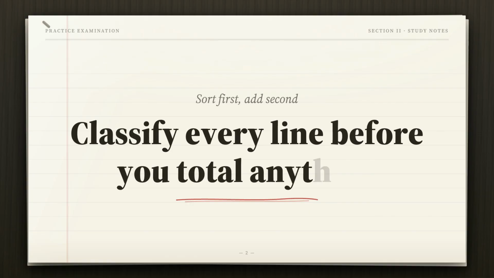The reliable method: label every balance current or fixed first, then sum only the current ones. That discipline is exactly what keeps the fixed asset line from sneaking into a total where it doesn't belong.